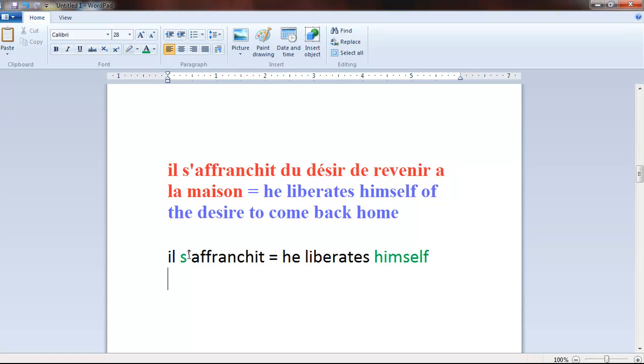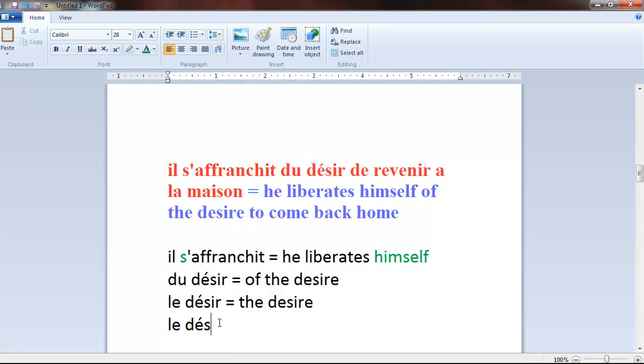Himself, green color, and S, green color, because they represent the same. After that, du désir, of the desire. Le désir, it means the desire. Du désir, of the desire. He liberates himself of the desire.